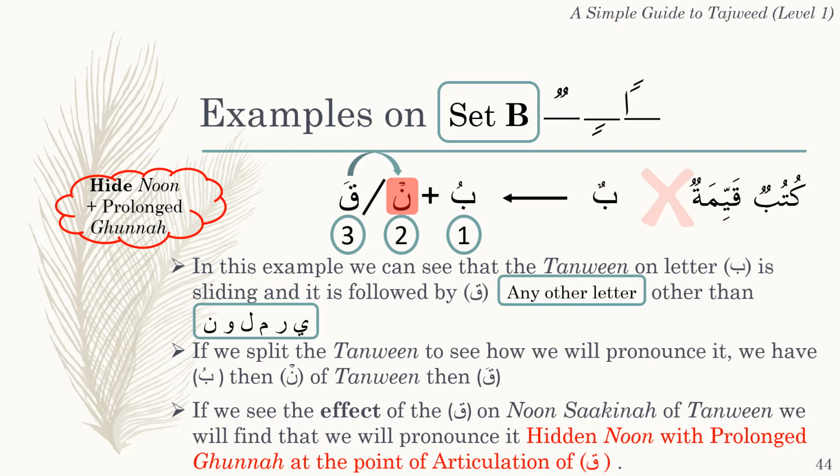قيمة. No, he didn't. He read number 2 as a clear noon. Now listen to him reading 1, 2, and 3.